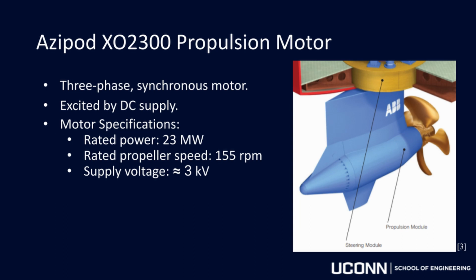One of the motors we're supposed to model after is the Azipod XO2300 propulsion motor. This specific motor was a three-phase synchronous motor and was rated with a power of 22 megawatts at a propeller speed of 155 RPM and a supply voltage of 3 kilovolts.